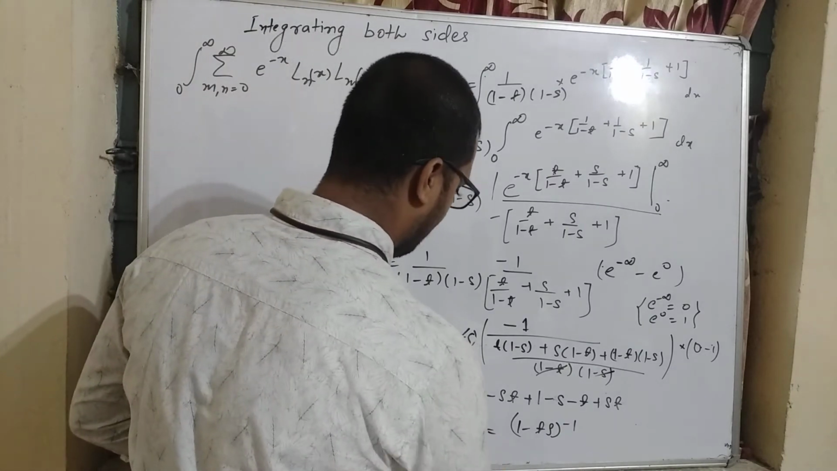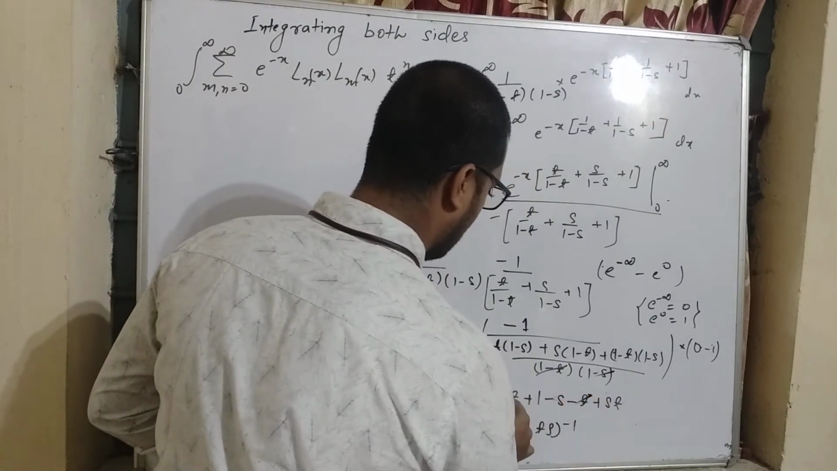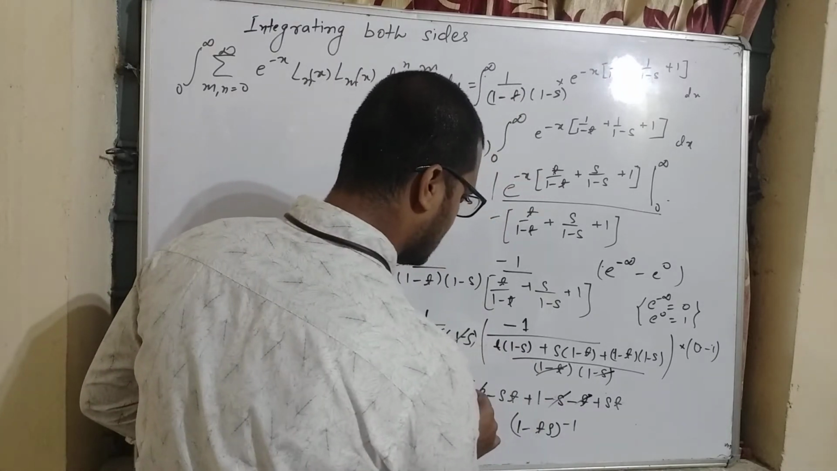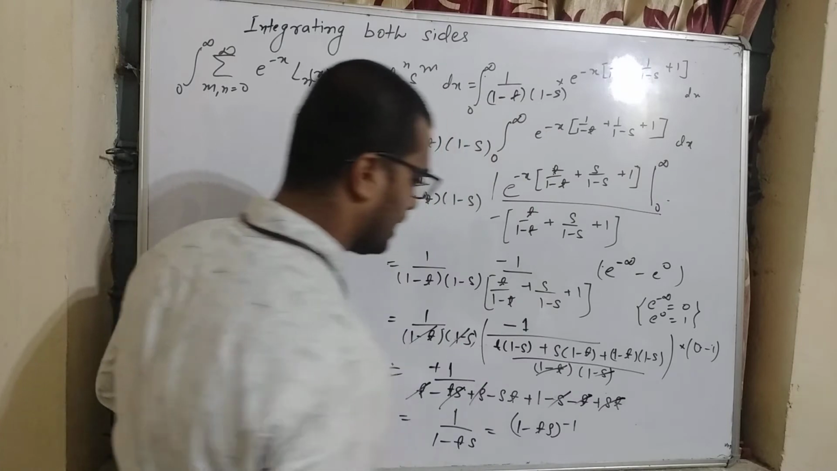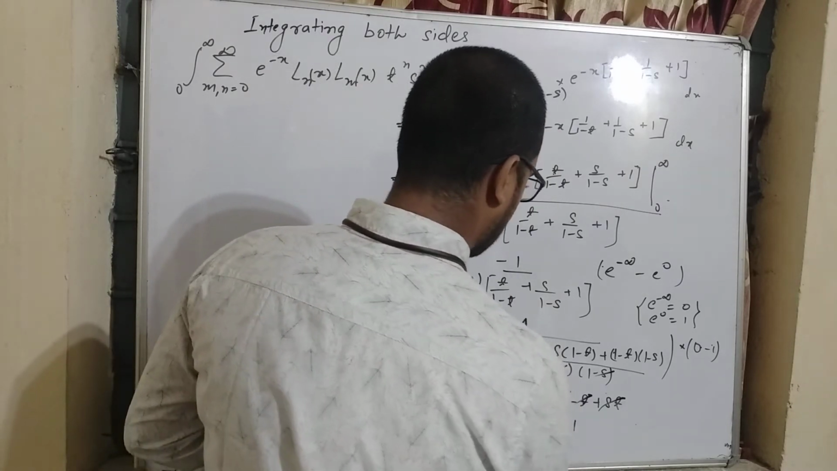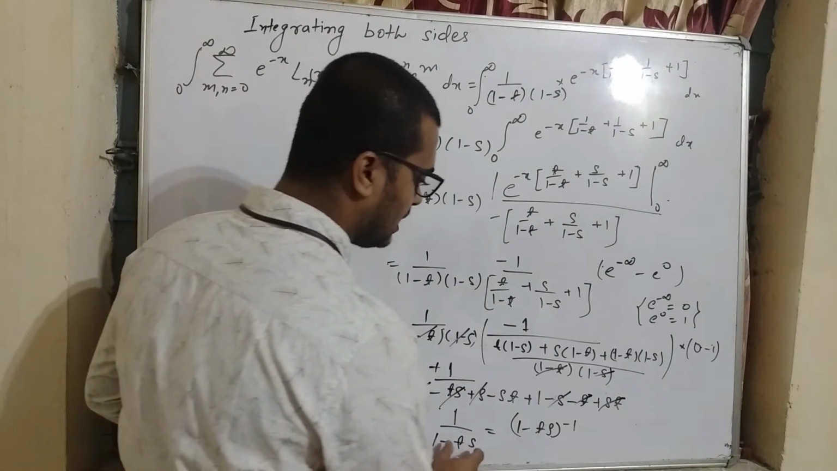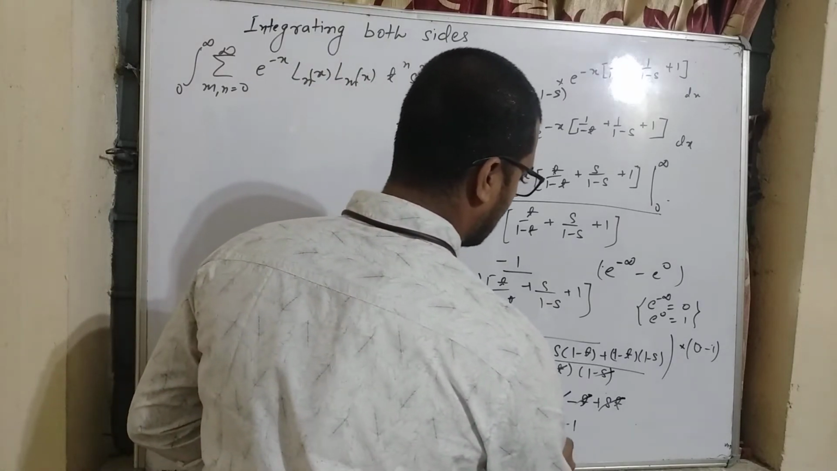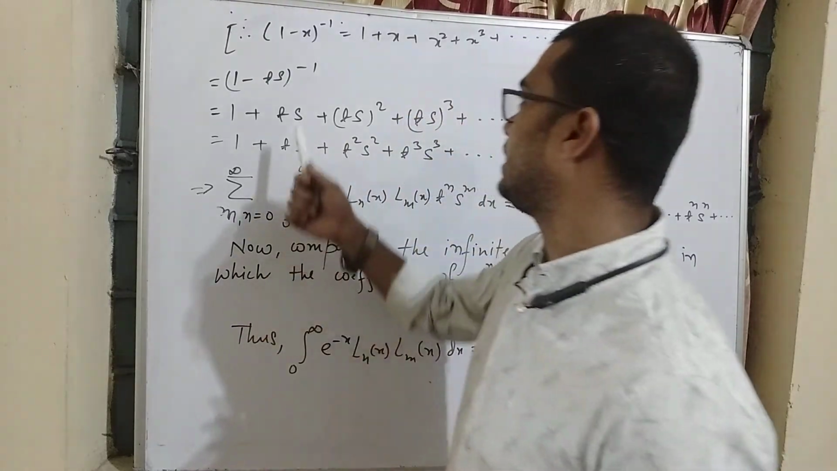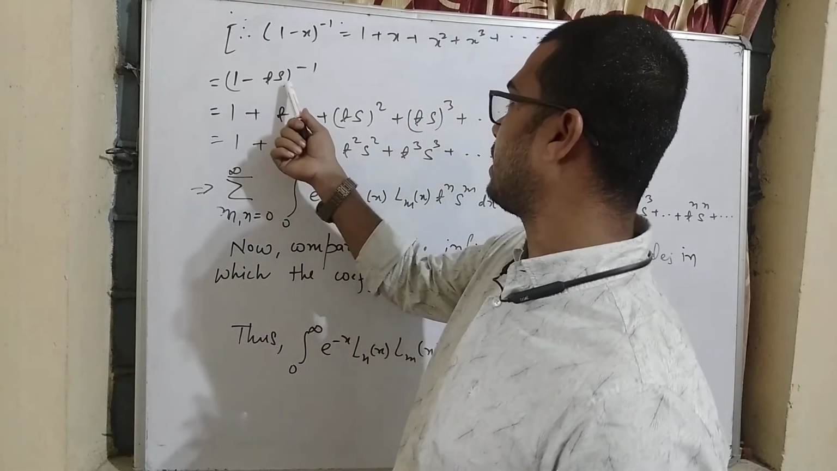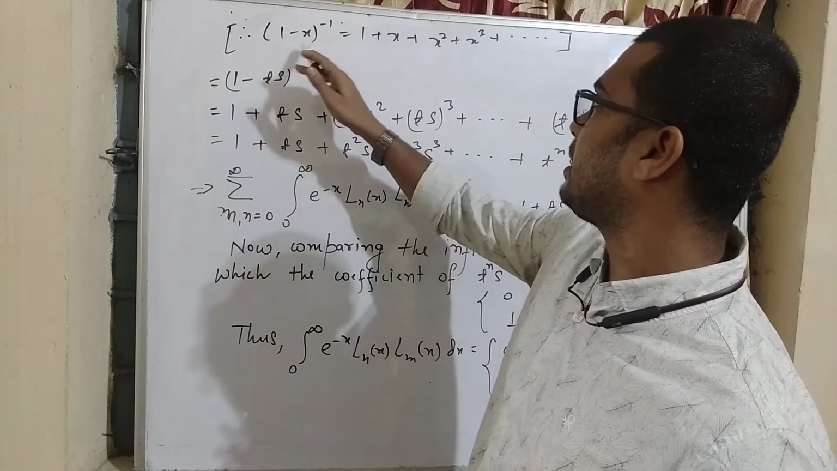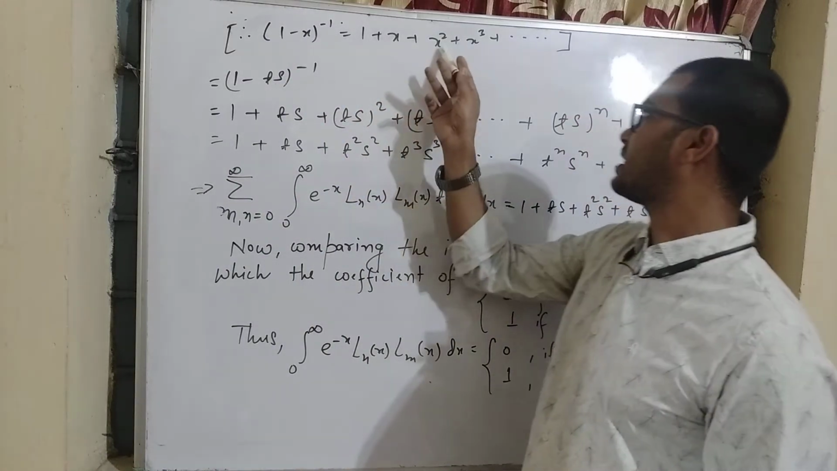So we see t and minus t will cancel, s and minus s will cancel, and minus ts and plus st will cancel. So what we get is 1 upon 1 minus ts, and this can be written as 1 minus ts to the power minus 1. So we had seen that 1 minus ts to the power minus 1 was our obtained expression. Now 1 minus x to the power minus 1 is 1 plus x plus x square plus x cube.